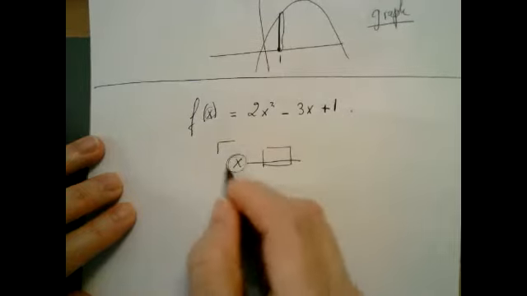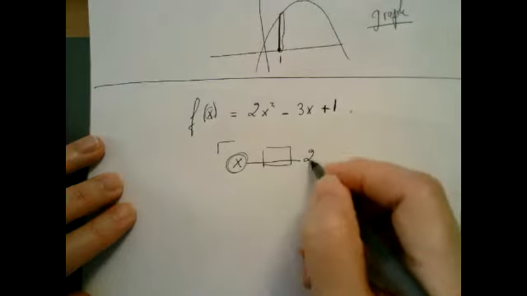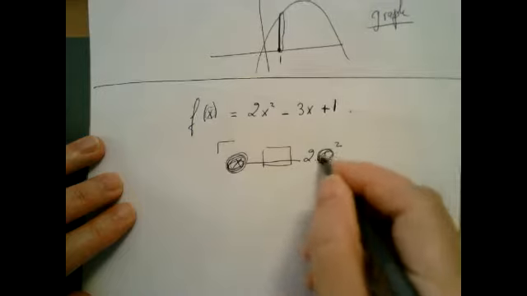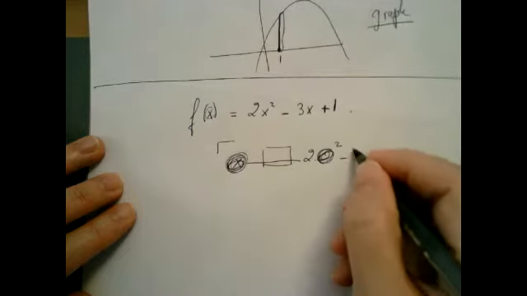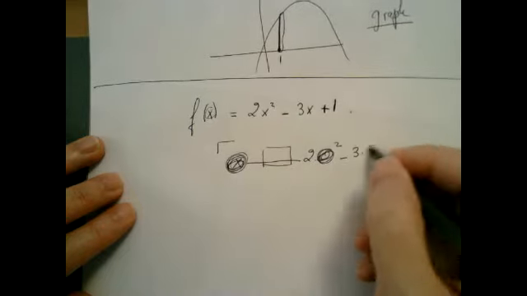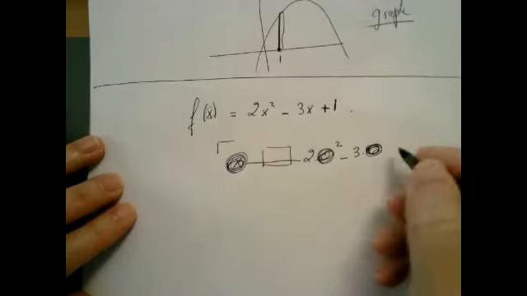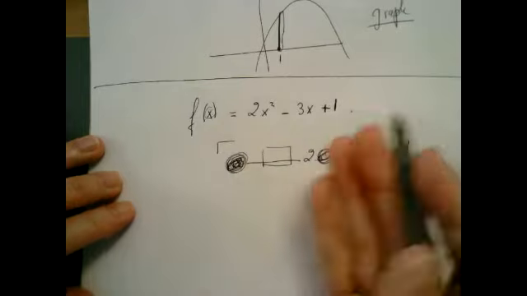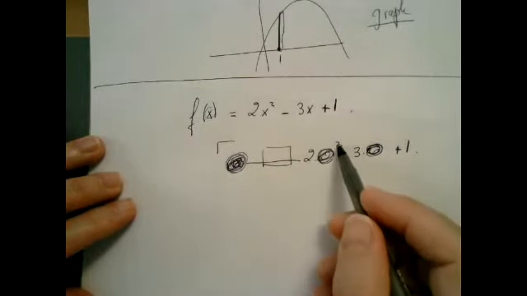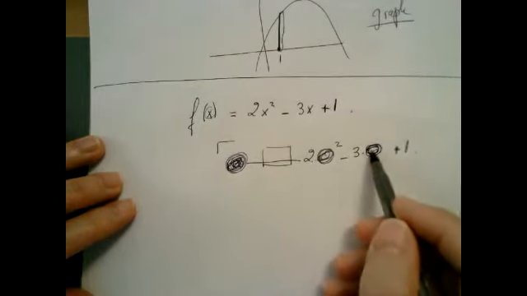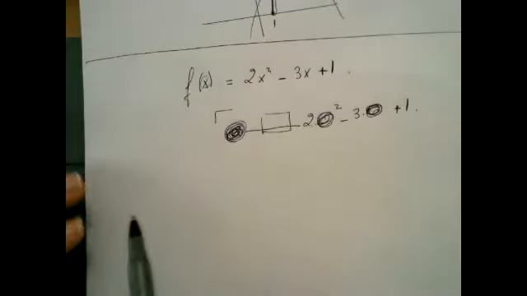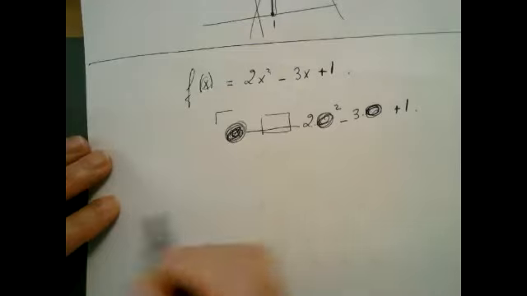So this is my input. What does it do to it? It takes 2 times this input squared. Whatever you put here, it squares it, minus 3 times whatever you put here, plus 1. So this is really the rule. You give it something, it squares it, multiplies by 2, minus 3 times it, plus 1. Before I answer exactly the question I will be doing, let us practice this notation a little bit.